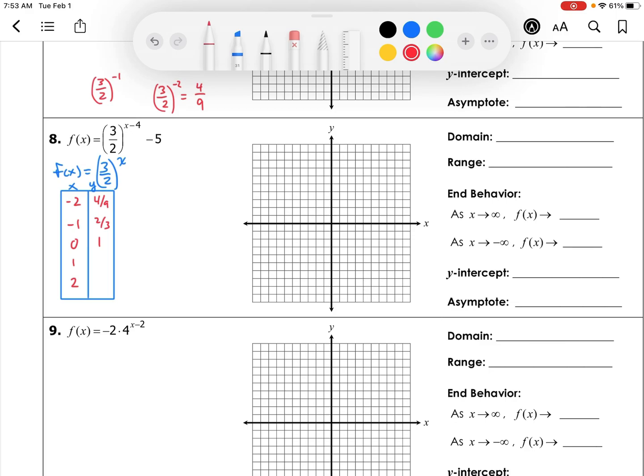Plugging in 0, you get 1. Plugging in 1, you get 3/2, and plugging in 2, you get 9/4. So in red, I'm just going to draw that parent function real lightly. And it's going to look like that. But now we have to determine what the -4 and the -5 do. The -4 is going to move our graph right 4. The -5 is going to move it down 5.